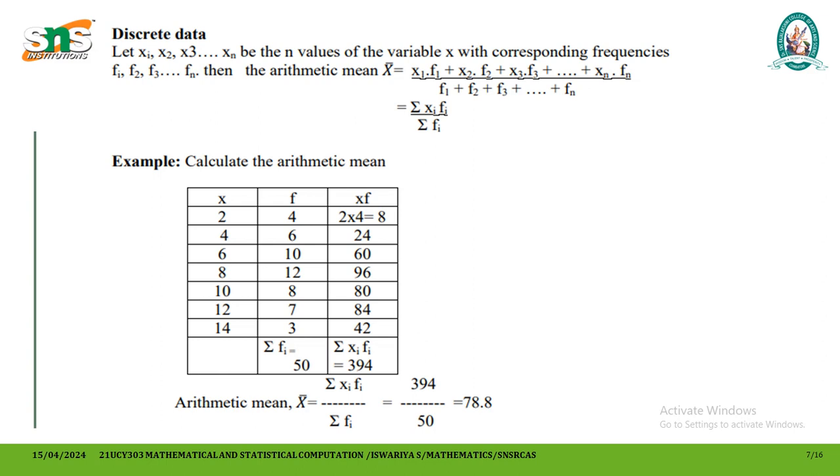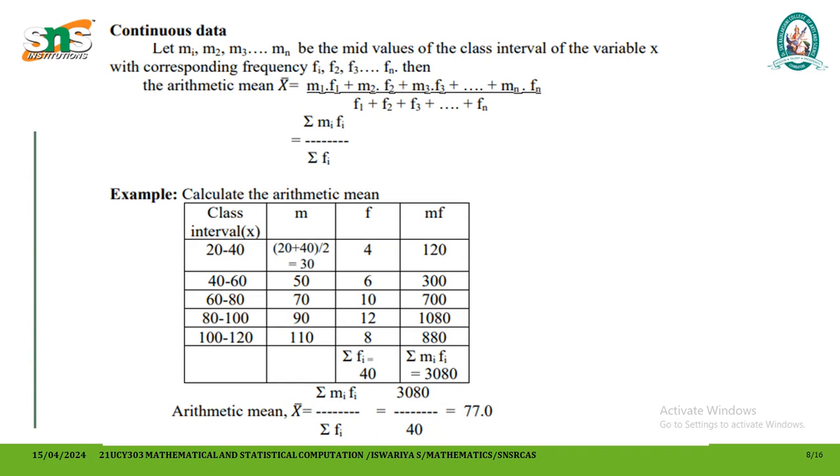Finally, we have to find the summation value for both f and xf. For f, the summation f is equal to 50, and for xf, the summation xf is equal to 394. Then we have to substitute it in the formula. The formula is x bar is equal to summation fx by summation f. Substituting the values, we obtain an answer as 78.8. The next one is continuous data.